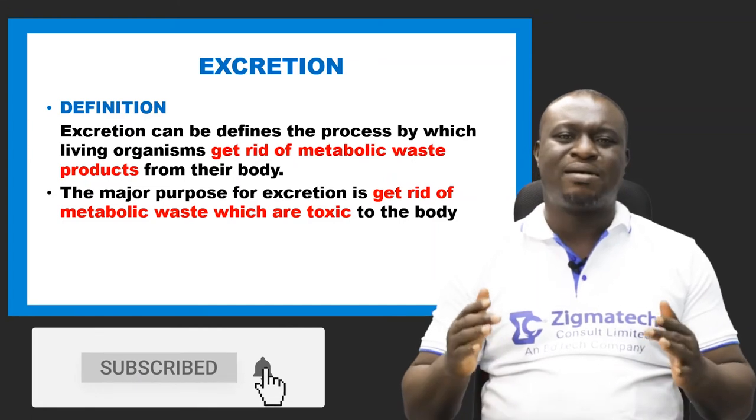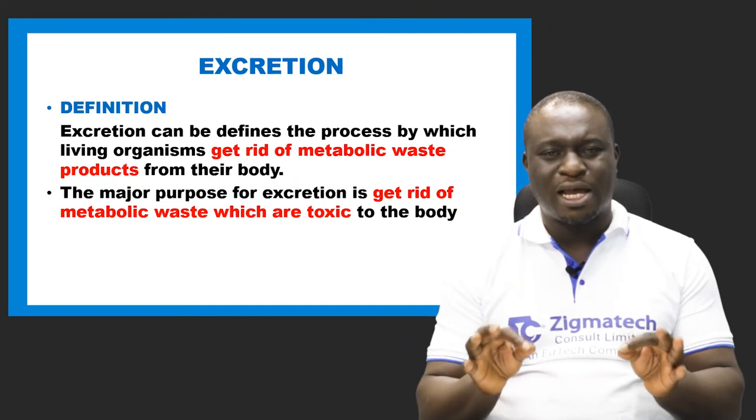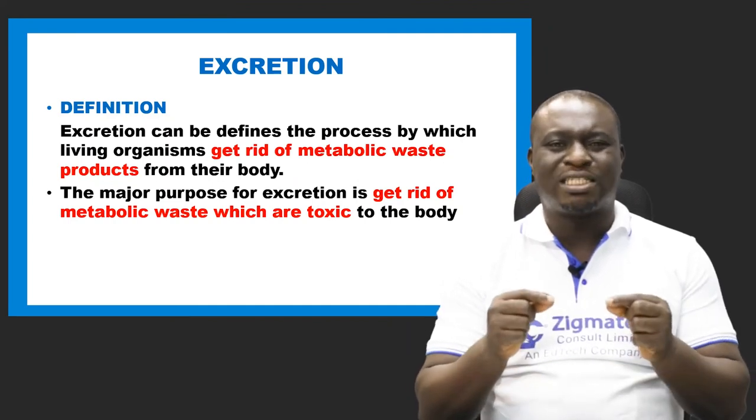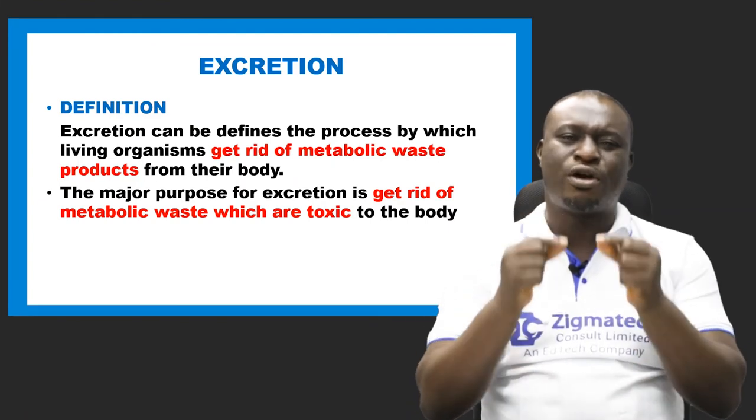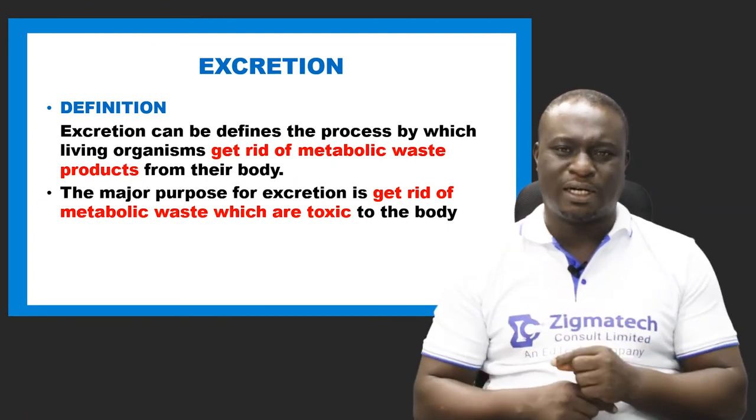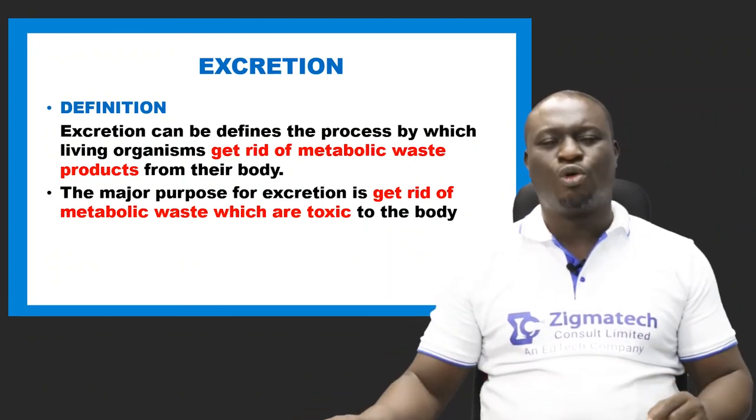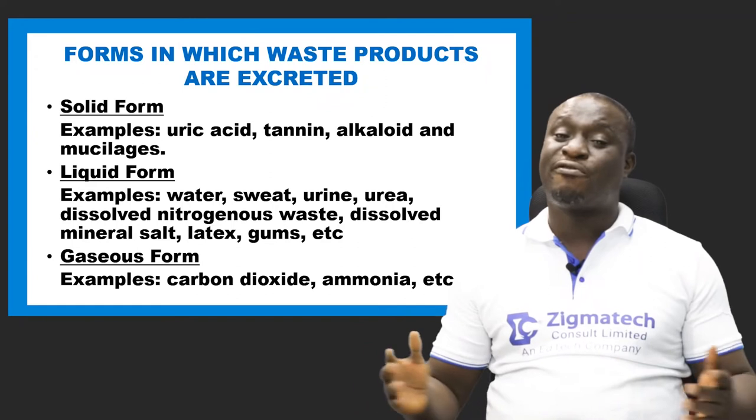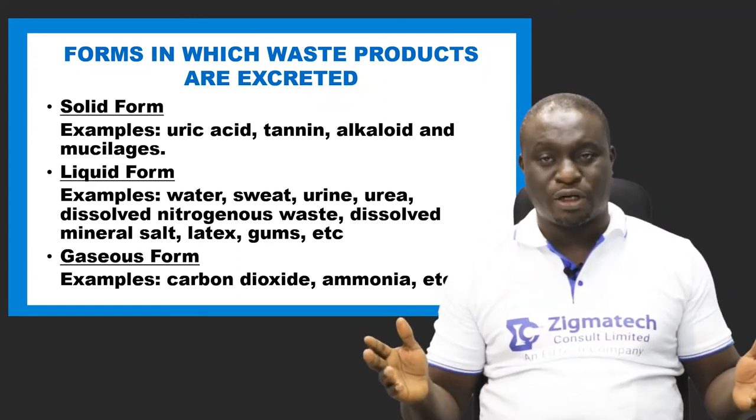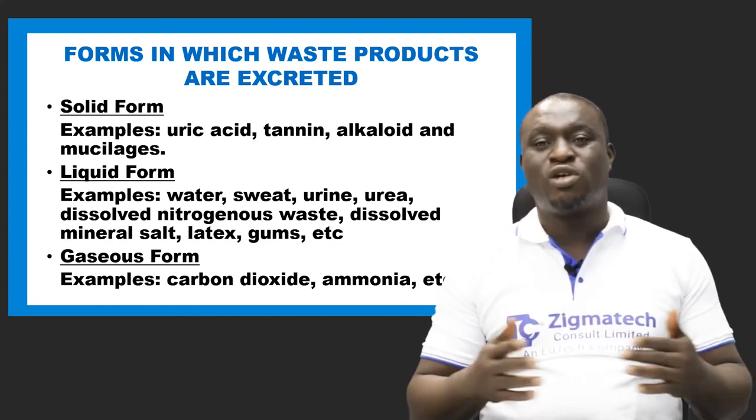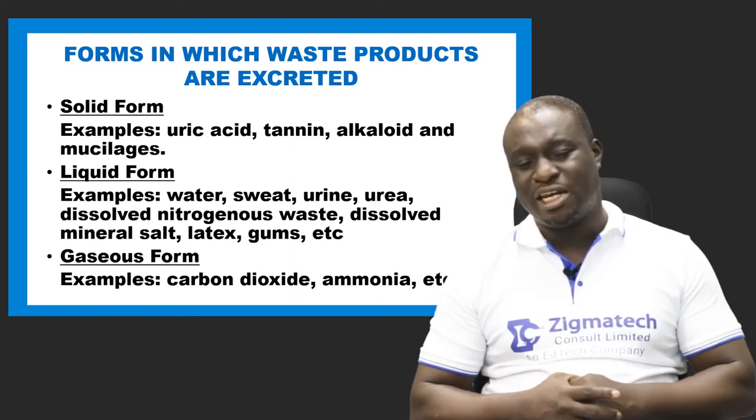What is the major purpose of excretion? The major purpose of excretion is to remove metabolic waste, and these metabolic wastes are very poisonous or toxic to the body. Now, we have different forms in which metabolic waste is excreted from the body of a living organism.